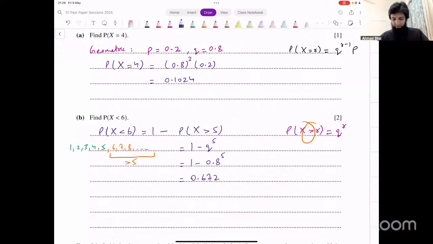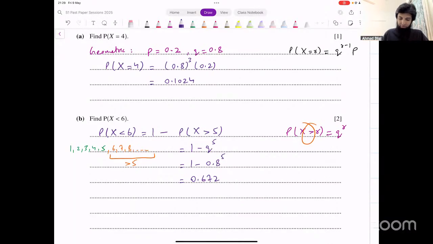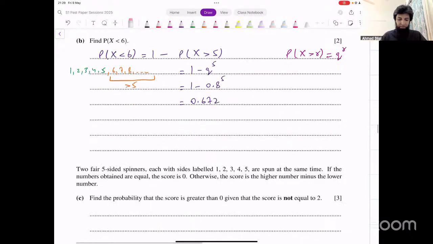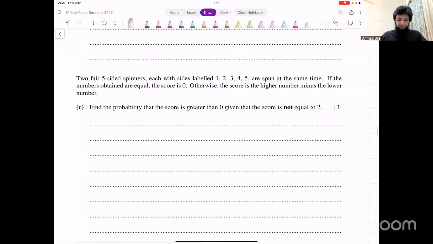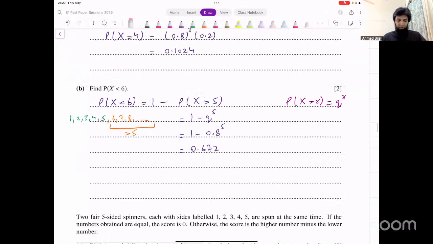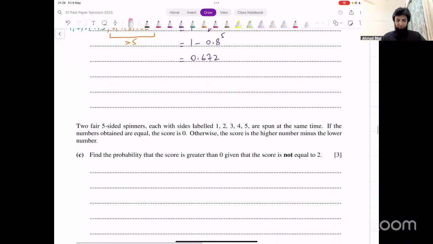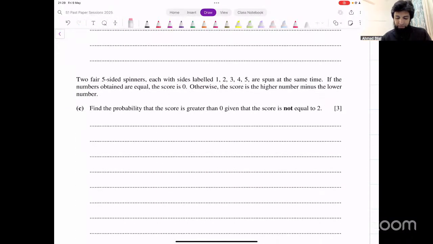Okay. That's it. Let's look at the next one now, part C. Two fair 5-sided spinners. So now we're talking about two spinners. They had one spinner earlier. Now we've got two spinners, each with sides labeled 1, 2, 3, 4, 5, spun at the same time. If the numbers obtained are equal, the score is 0. Otherwise, the score is the higher number minus the lower number. Find the probability that the score is greater than 0, given that the score is not equal to.